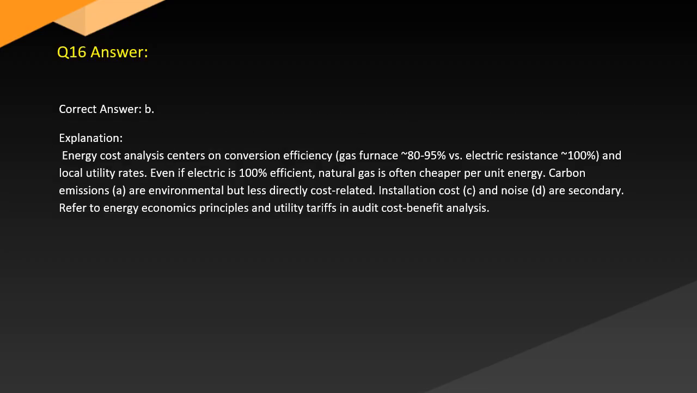Answer. Correct answer B. Explanation. Energy cost analysis centers on conversion efficiency, gas furnace 80-95% versus electric resistance 100%, and local utility rates. Even if electric is 100% efficient, natural gas is often cheaper per unit energy. Carbon emissions, A, are environmental but less directly cost-related. Installation cost, C, and noise, D, are secondary. Refer to energy economics principles and utility tariffs in audit cost-benefit analysis.